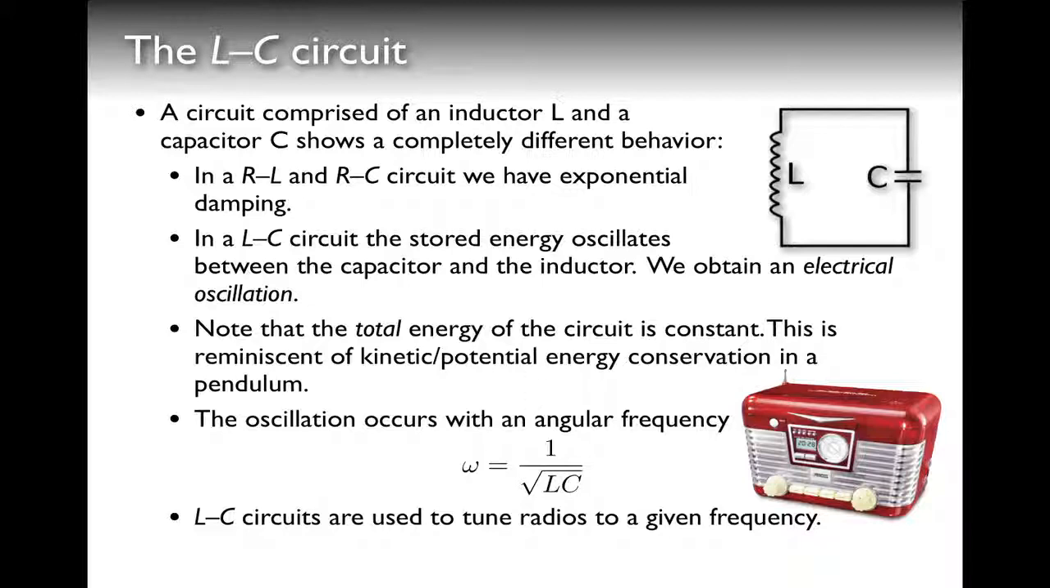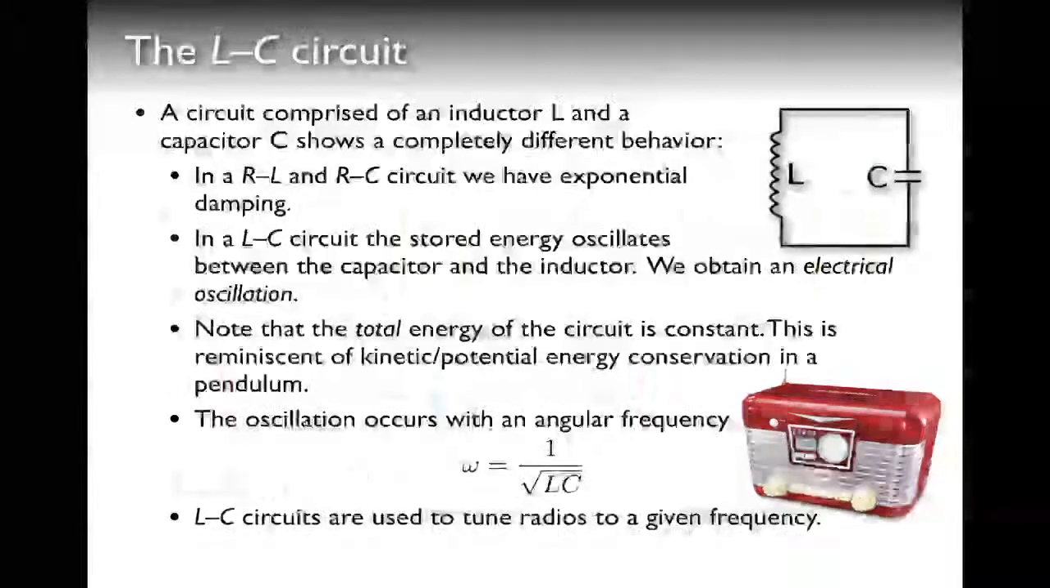The oscillation occurs with an angular frequency omega, and you can show, and we will see this actually in the next chapter, that omega is 1 over square root of L times C. These LC circuits are very important. They're actually used to tune radios to a given frequency, and again, I will explain this in detail in the next chapter. Now, how does the oscillation work?